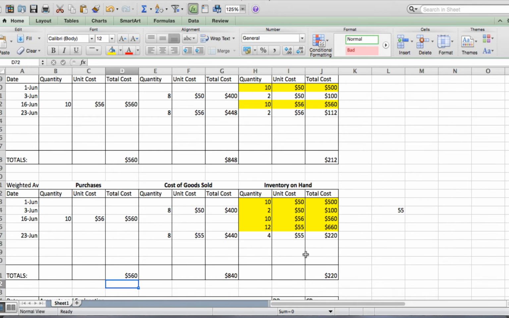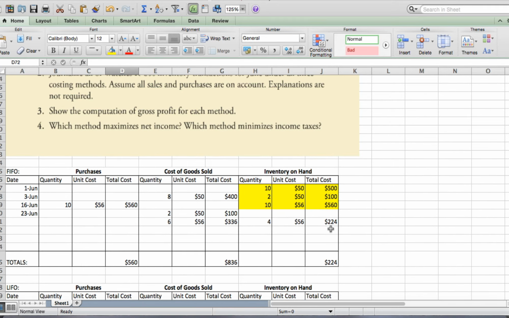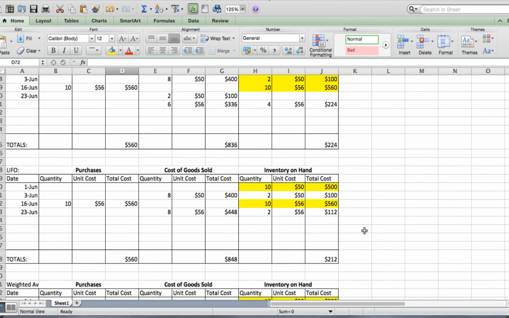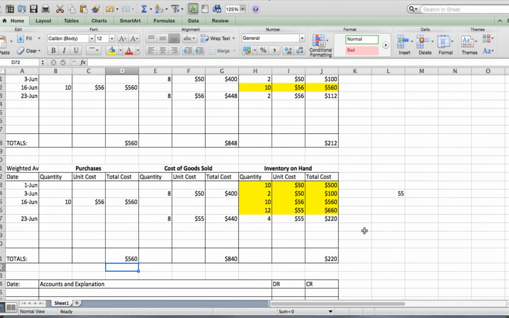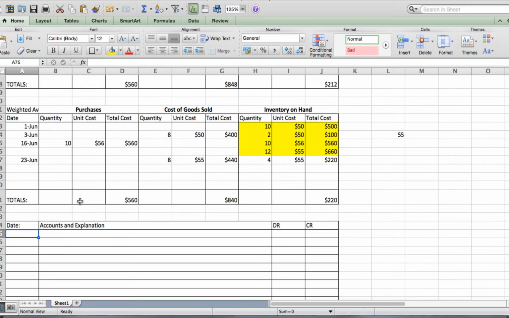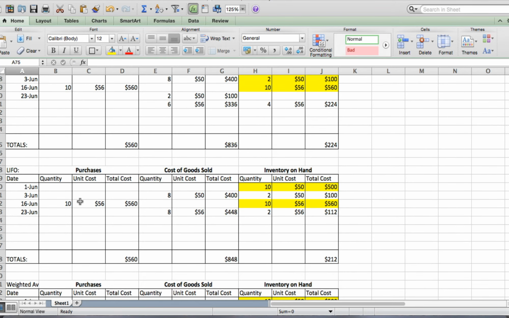So to answer our question 3 and 4 here, if you remember how to compute gross profit, it's just total sales revenue minus cost of goods sold. The sales revenue is equal for all 3 of these. Oh, we need to do the journals too. Sorry, I forgot about that. That'll make it easier to see where the revenue comes in.